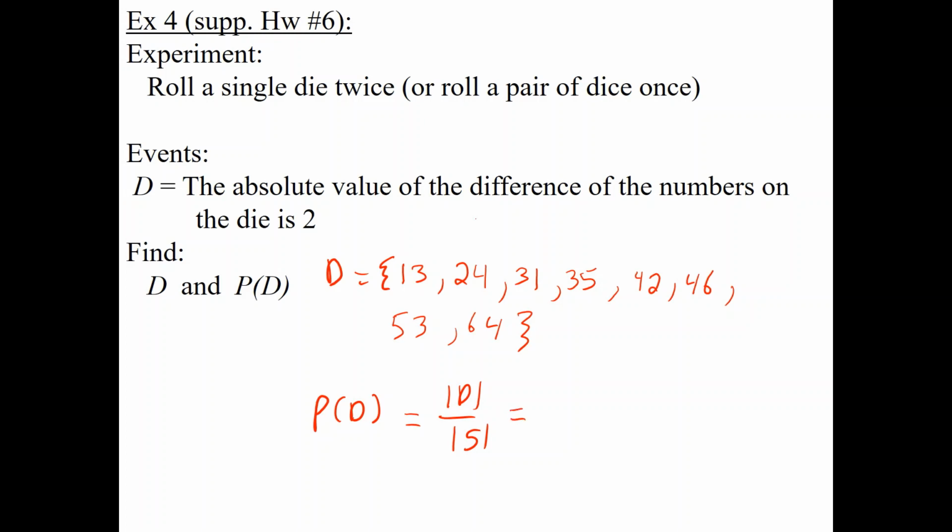Absolute value of D is 8. Absolute value of S is 36. Yeah, that's how D goes. Okay, let's go to the next one.